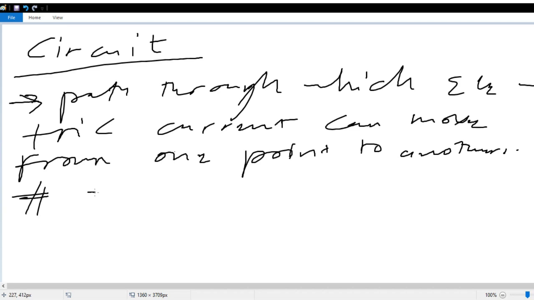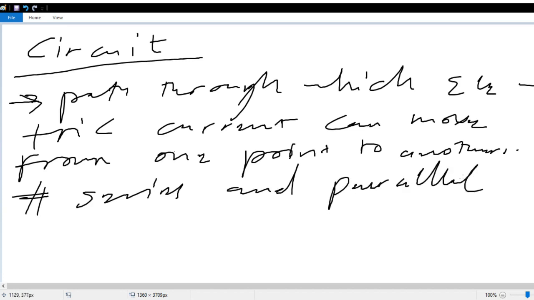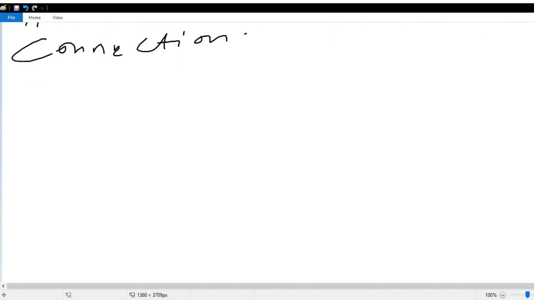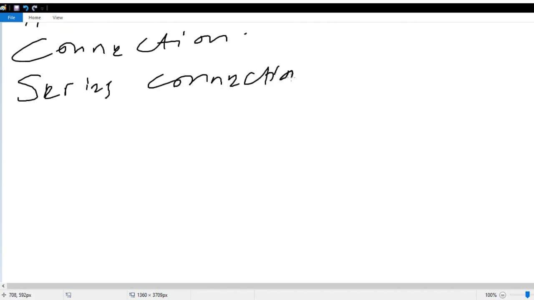In circuits, we're going to look at types of connections: a series connection, and also a parallel connection. Let's start with a series connection. A series connection is a type of connection in which the current is the same throughout each component.